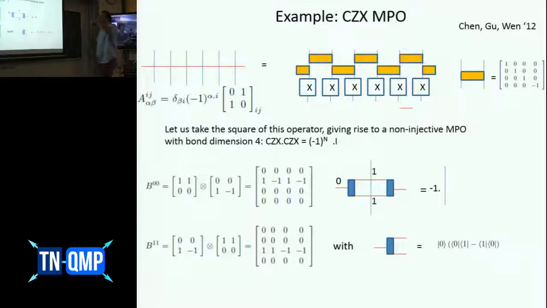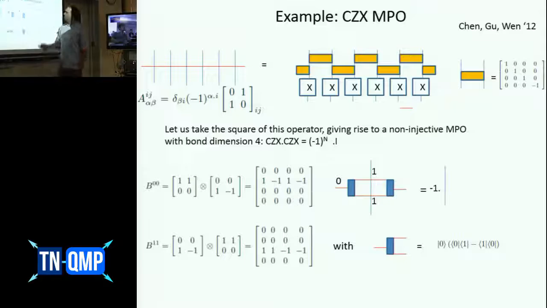Because I take a matrix product operator with bond dimension 2. If I multiply it with itself, I obviously get something with bond dimension 4. And how can I now see that indeed this is equal to the identity? This is actually not obvious. What you have to do is basically take the tensor product. So this is the bond dimension 4 version of this CZX MPO squared. It turns out that these are the two matrices that you obtain.